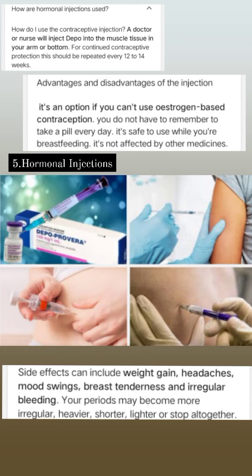The side effects of hormonal injection can include weight gain, headaches, mood swings, breast tenderness, and irregular bleeding. Your period may become more irregular, heavier, shorter, lighter, or stop altogether.